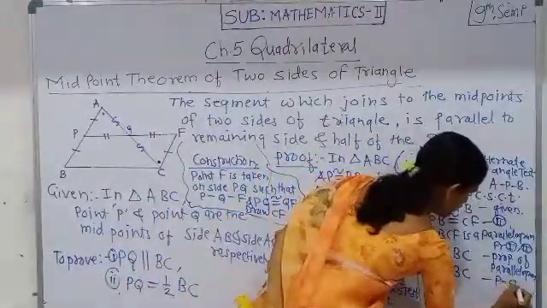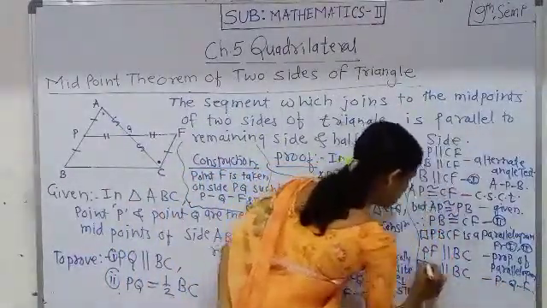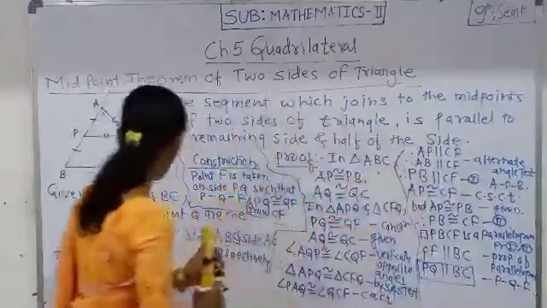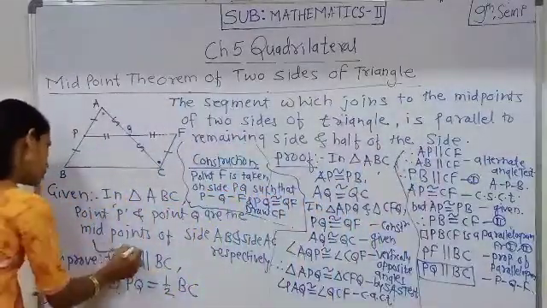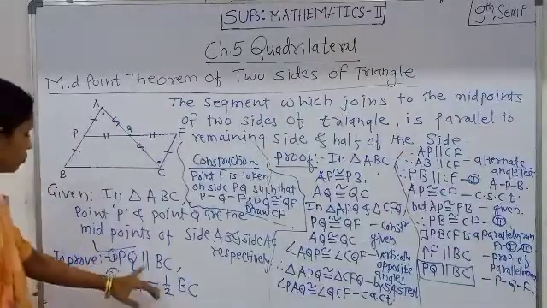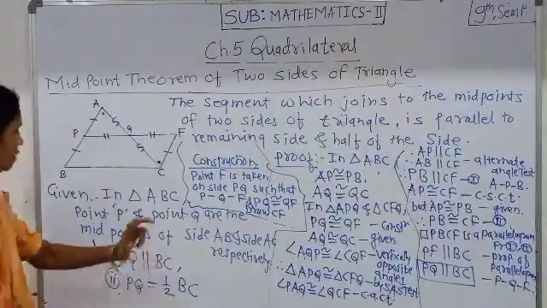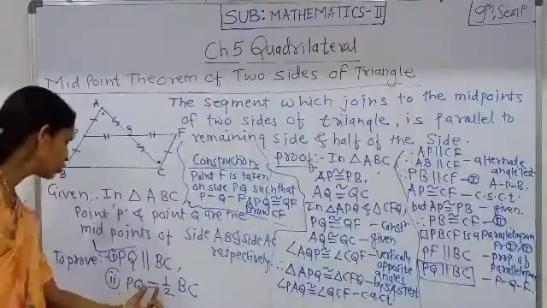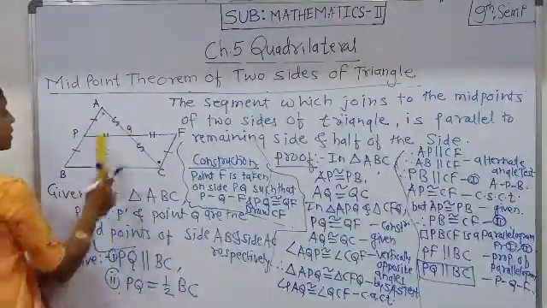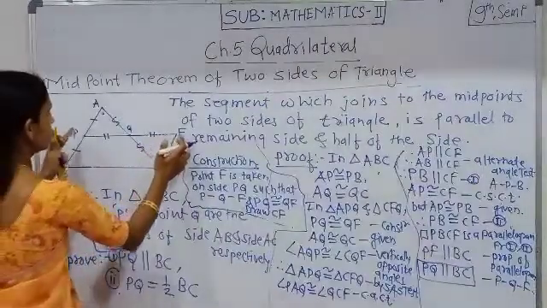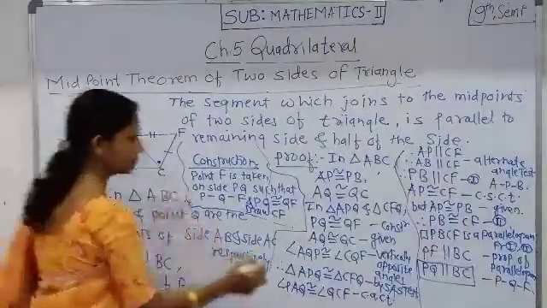And that is the proof. See here, PQ is parallel to BC, one of the properties which we have proved here. One more property, that is PQ is equal to 1/2 of BC. For that purpose, first of all, see here, PF is congruent to BC.